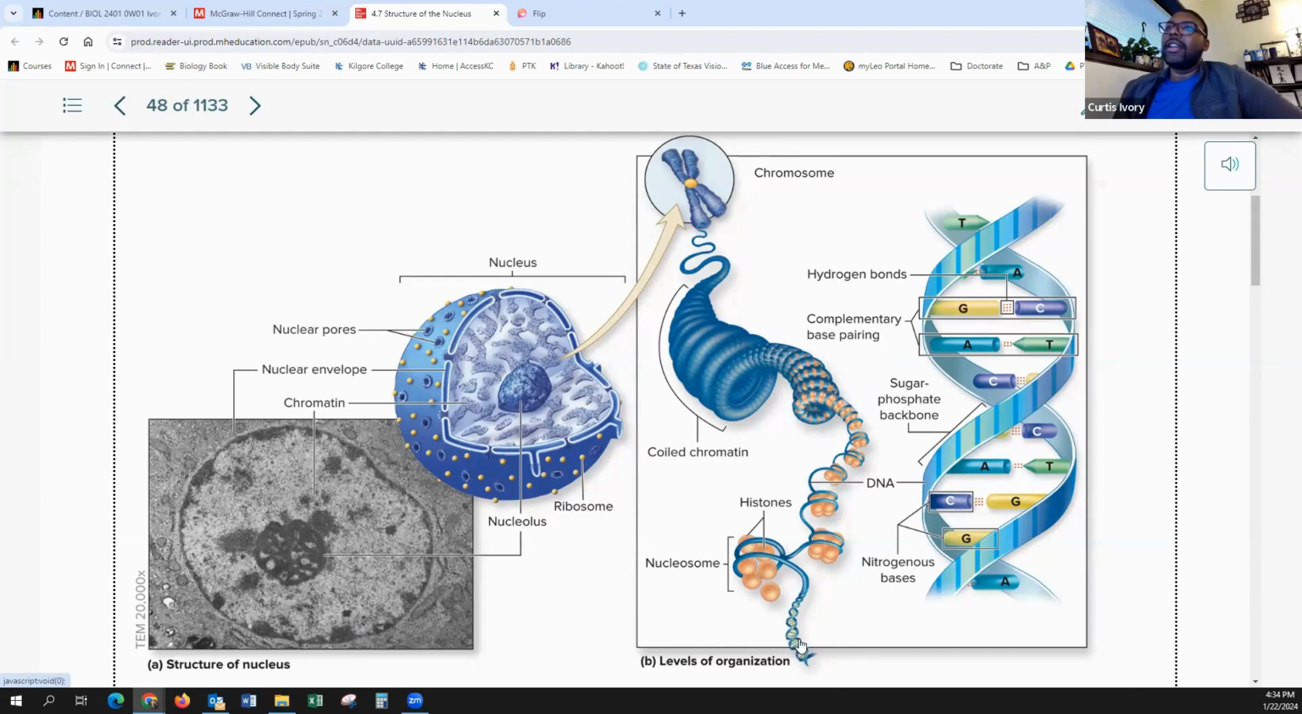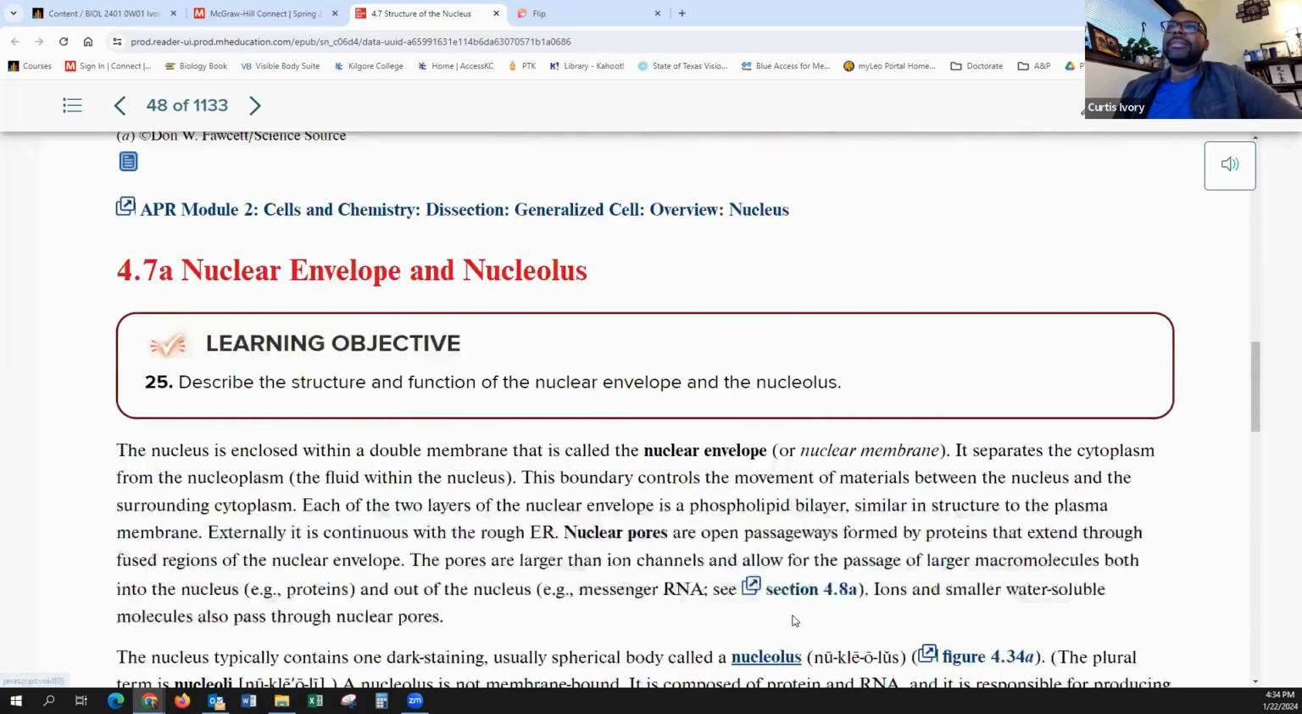So our DNA sits in our nucleus. It actually looks like this and not like this chromosome up here. The only time we'll see chromosomes is when the cell is getting ready to divide. That's the only time you'll actually see a chromosome. Most of the time, it's going to look like a thin thread, essentially.